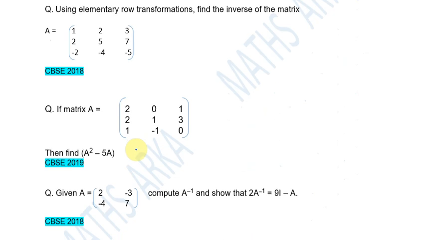Now moving on to the second question. Most of these questions are from the previous year question papers themselves. I have just tried to find them and put them over here so that they are all in one place and it is easier for you to practice. Now, using elementary row transformations, find the inverse of the matrix. So you need to do similar transformations, and you need to find the inverse of this matrix. You have to work on this in a similar way as well.